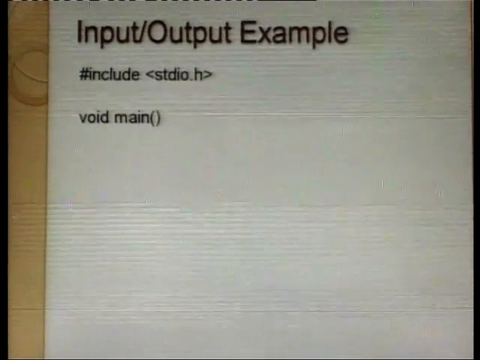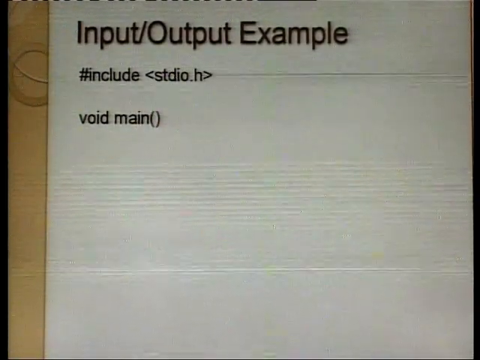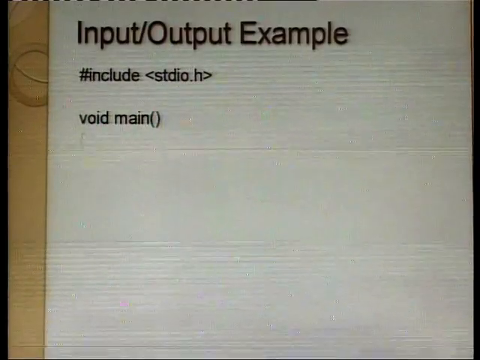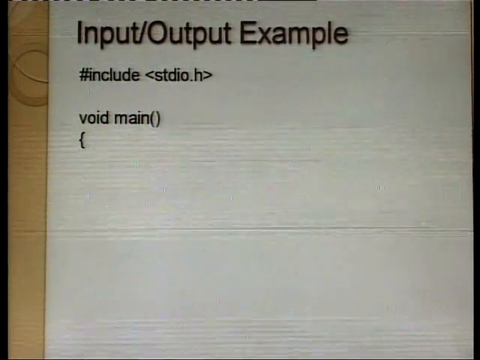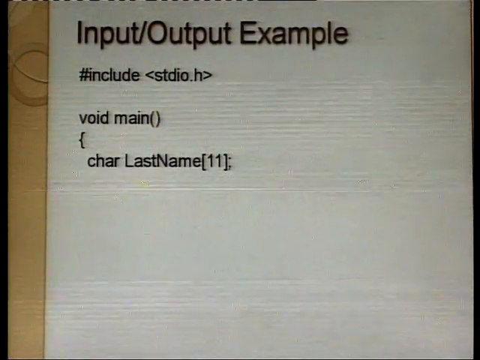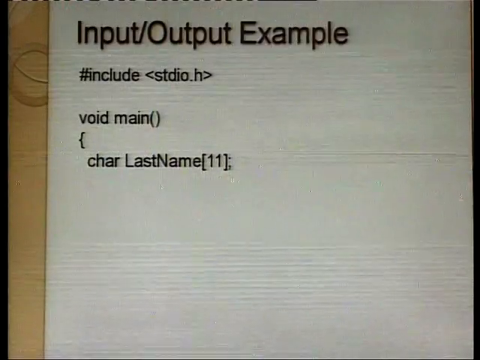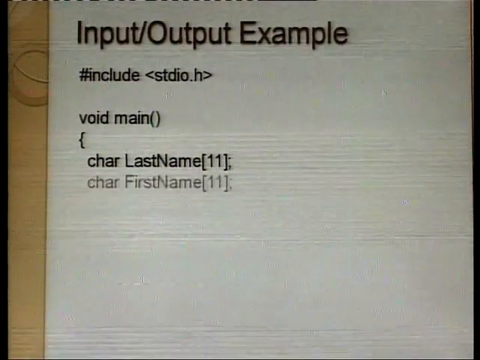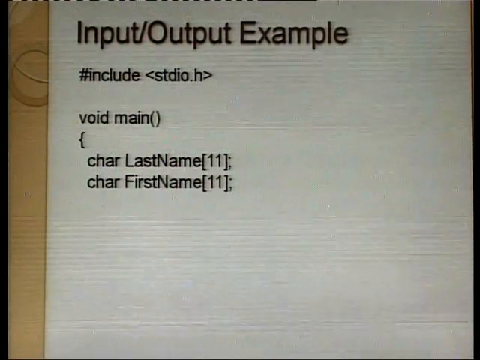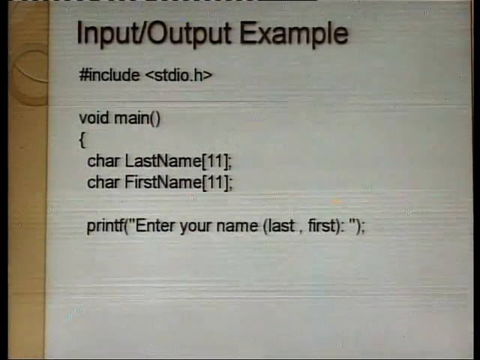Now we are going through a simple input output example. First of all, we include stdio.h, which is the standard input output header file. Then we start with the main function. In this function, first we declare an array variable, that is a string variable, last name, with size 11. In the second case, we declare a second variable, first name, again of size 11.